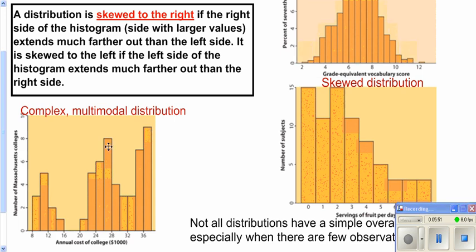We would say this one kind of has three peaks, so we would say it's either a complex or multimodal. Modal referring to the peaks, multi meaning more than one. But we're not going to get into this a whole lot. Typically with our data, we're going to be talking about symmetrical, and we're going to be talking about skewed.